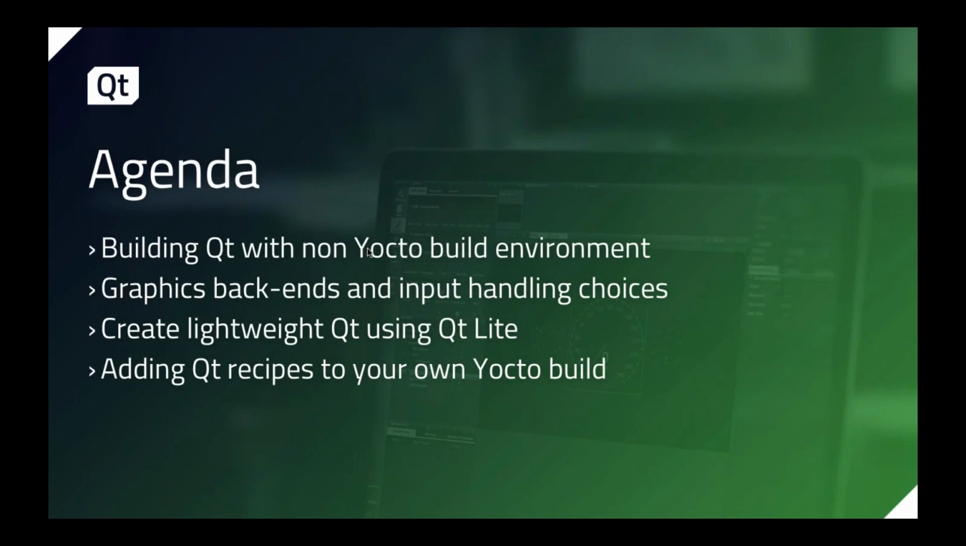And then I would briefly touch upon how to add a Qt recipe to your own Yocto build. As you are aware, Qt already provides a standard distribution of its own, which is Boot to Qt. But many times you would want to use the Boot to Qt recipes in your Yocto build environments. So these are the four main points that we are going to go through. I'll start with building Qt for a non-Yocto build environment.